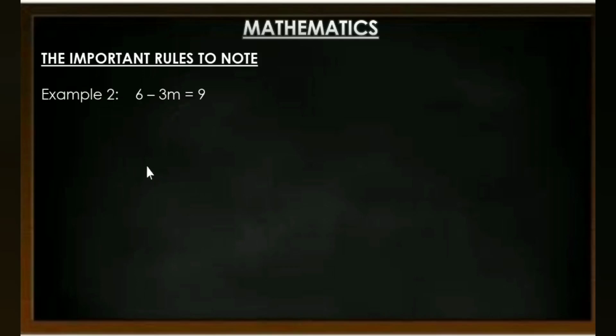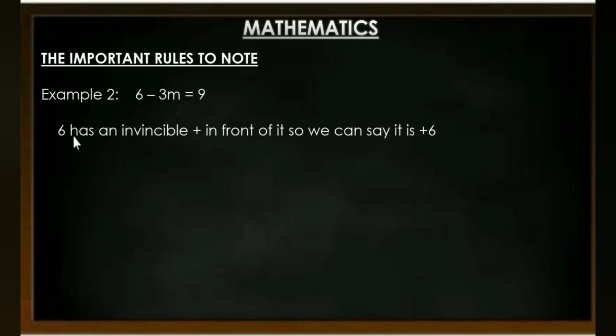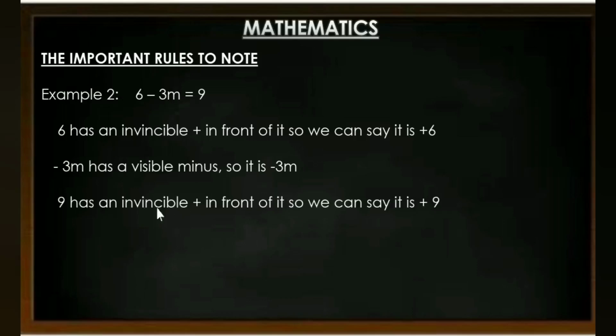As a continuation of important rules to note, look at this example where we have 6 minus 3m equals to 9. 6 has an invisible plus in front of it, so we can say it is plus 6. As you can see, minus 3m has a visible minus in front of it, so it is minus 3m. 9 has an invisible plus in front of it, so we can say it is plus 9.